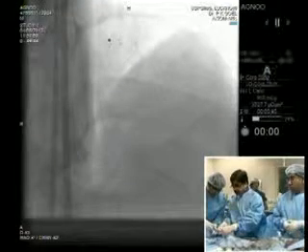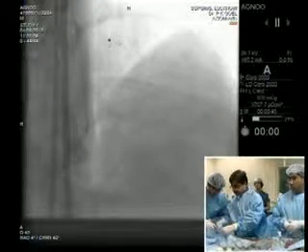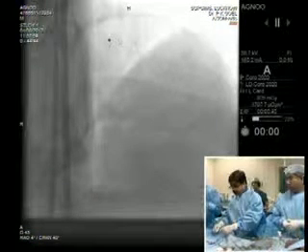Just a single bend. Goyal, are you able to hear us? Sorry? Are you able to hear us clearly? Yeah, I can hear you. Can you hear me or not? Yeah, we are hearing you quite all right.